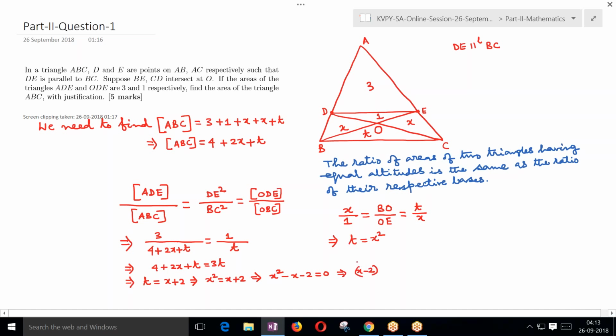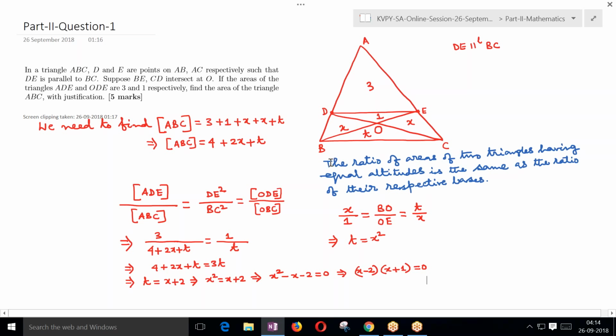No, it will be 3t only. Why would it be t square? Because OBC is given as t. So x minus 2 into x plus 1. Sir, it's BC square now, sir. No, BC is not t. It is the area of the triangle OBC. The area of the triangle ODE is 1 square unit, and the area of the triangle OBC is t square unit. We are not considering t square by BC square.